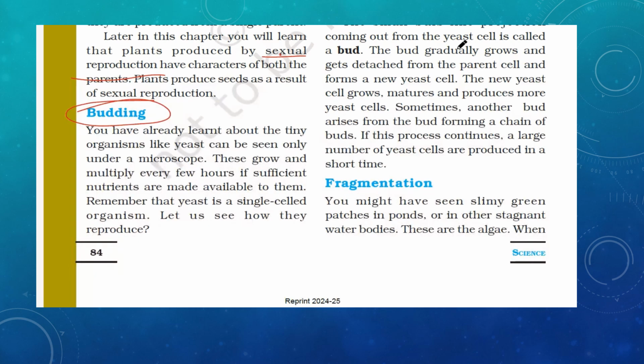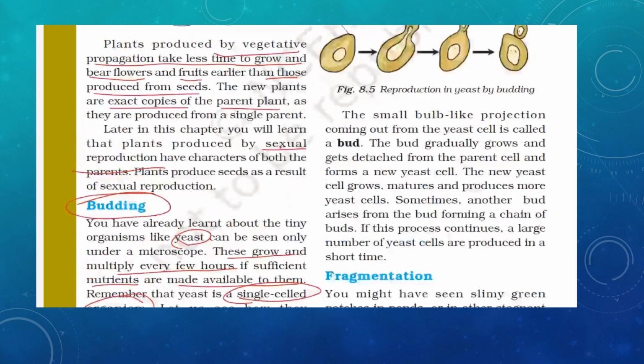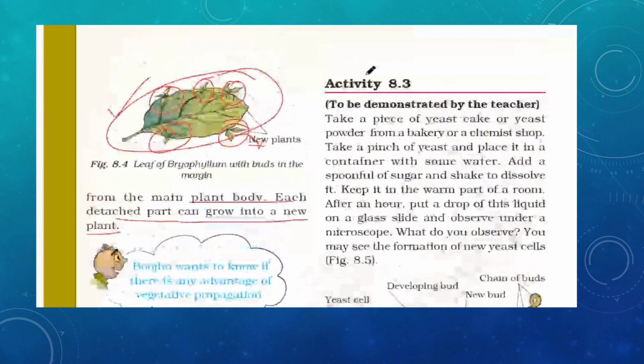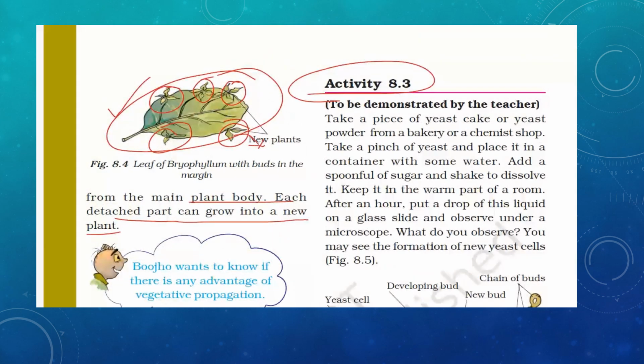Now it comes to budding. We all know about yeast, which is seen under a microscope, and it is a microscopic organism. These grow and multiply every few hours if sufficient nutrients are made available to them. So yeast is a single-celled organism. Let us see how they reproduce. Now in this activity, we will see how yeast reproduces. It is a single-celled, microscopic organism.